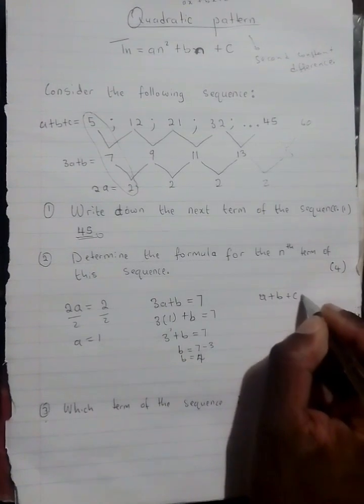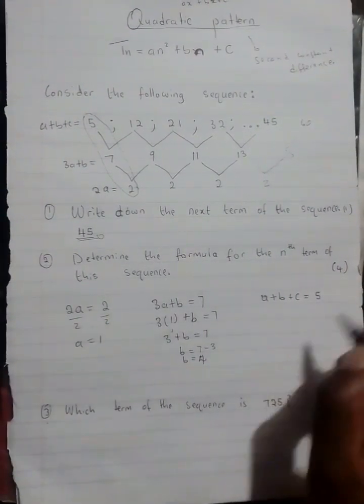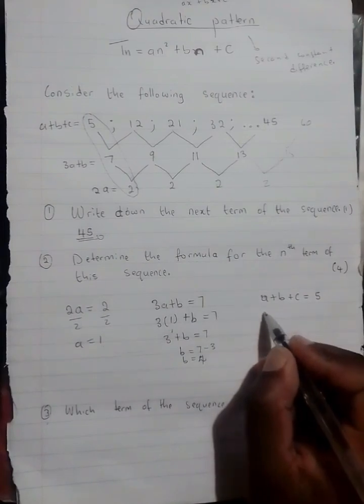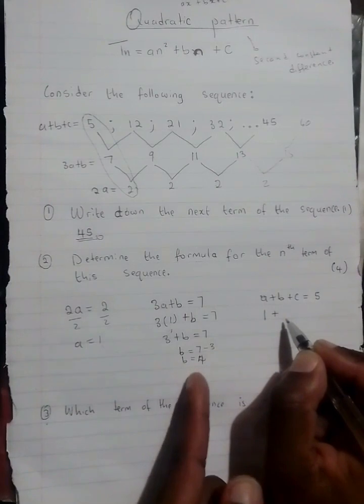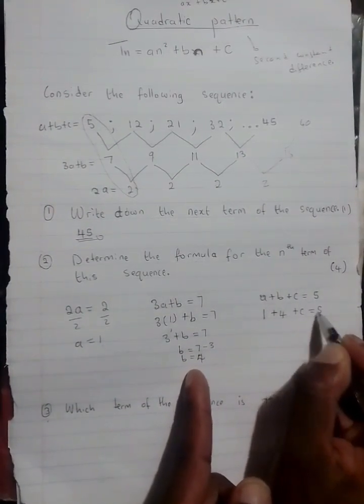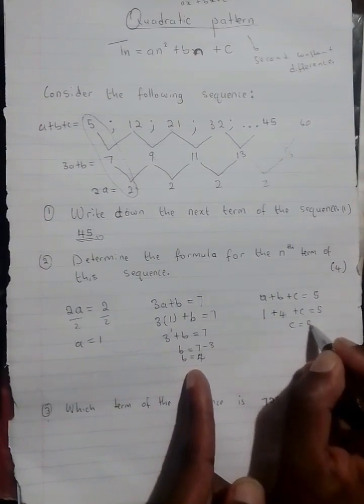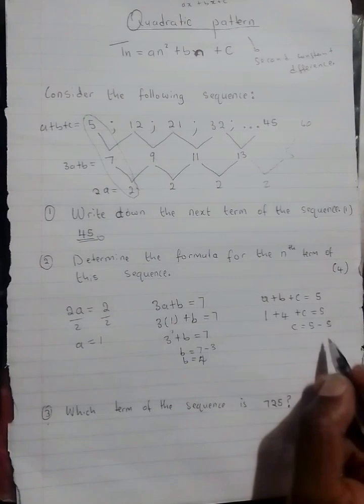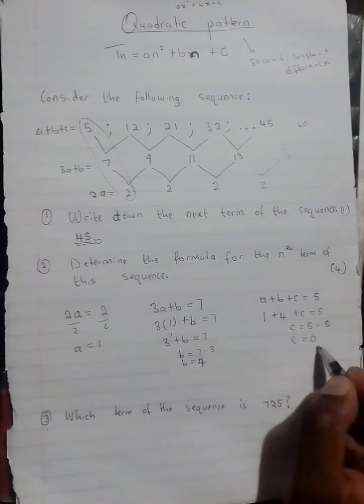So let's go ahead and do the last part at the top. The a plus b plus c is going to be equals to 5. Remember, we got the value of a here, which is 1, plus the value of b here, which is 4, plus c. Okay, 1 plus 4 is 5. Now we're gonna transpose that 5 to that side. There is gonna be 5 minus 5, which is 0.